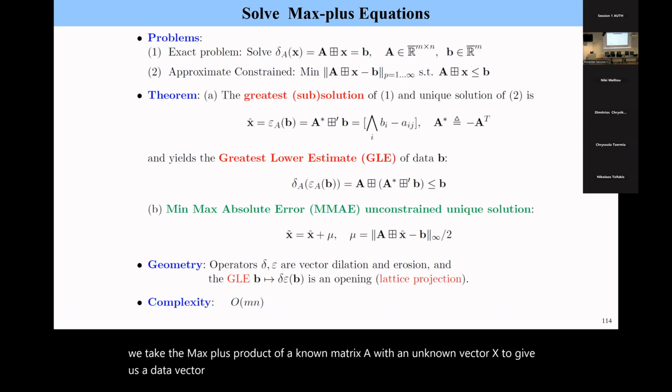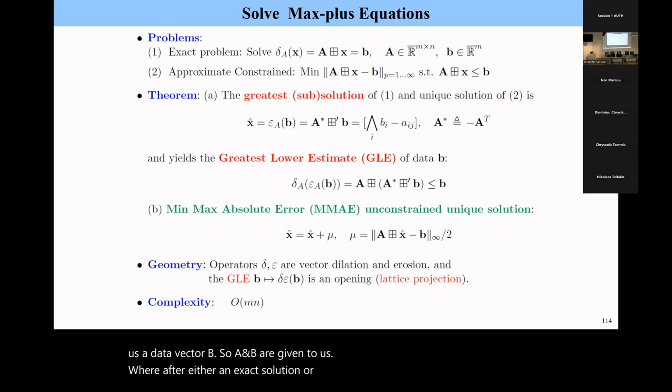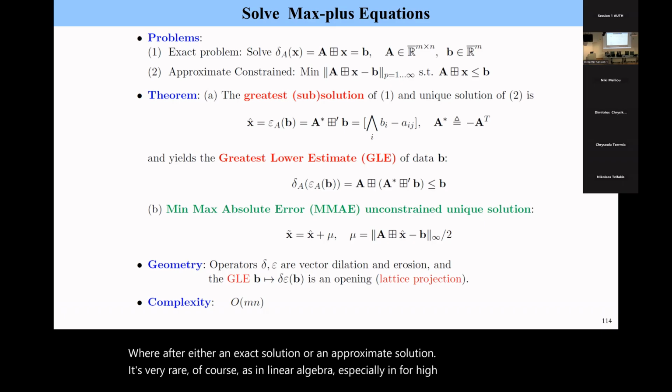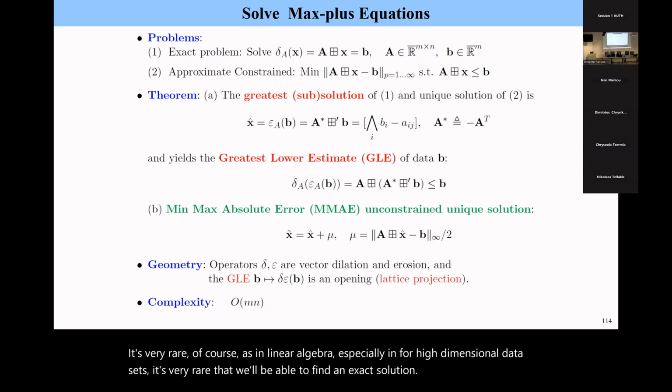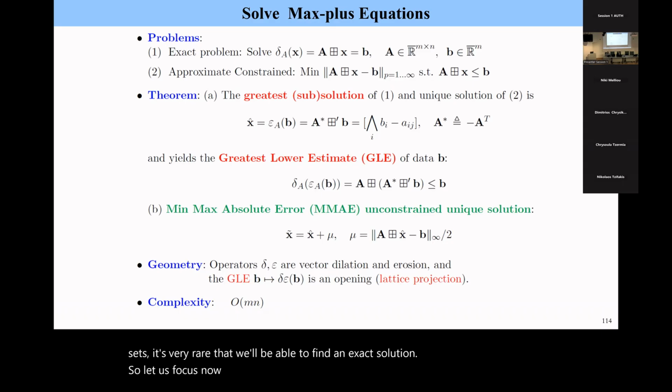So A and b are given to us. We are after either an exact solution or an approximate solution. It's very rare, of course, as in linear algebra, especially for high-dimensional data sets, that we will be able to find an exact solution. So let us focus now on the optimal approximate solutions.